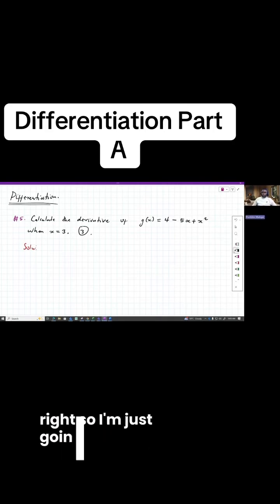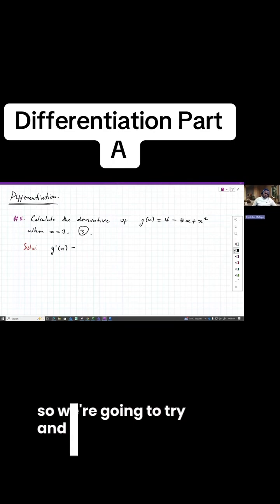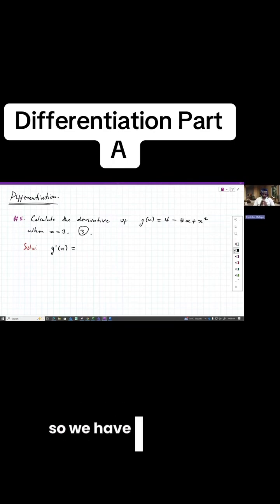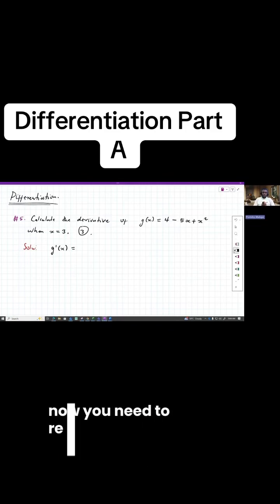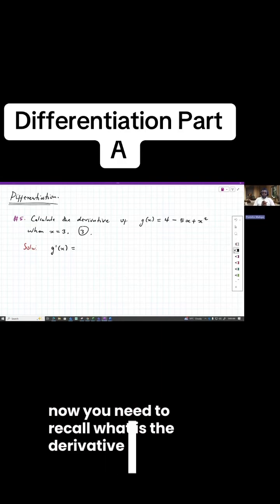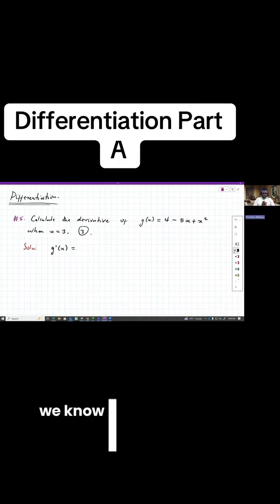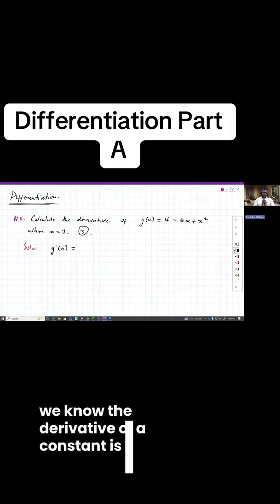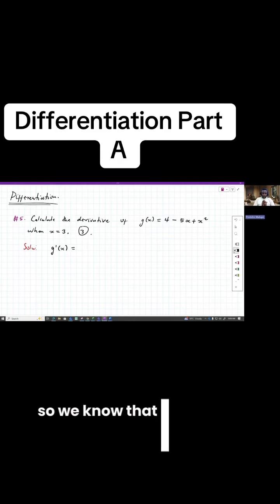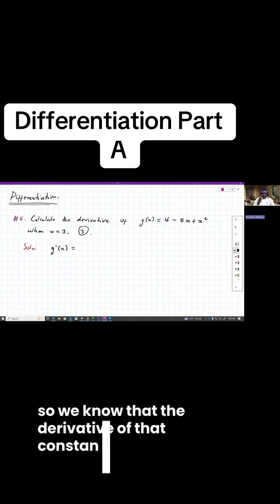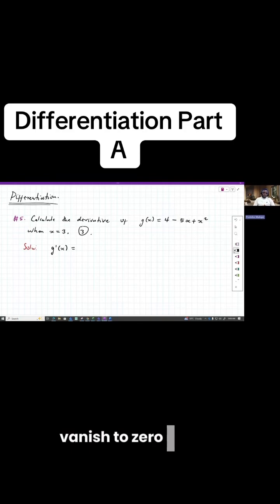Right, so I'm just going to have my g prime of x here. So we are going to look at the terms that we have there. We have 3 terms there. The first term is a constant. Now you need to recall, what is the derivative of a constant? We know the derivative of a constant is nothing but 0. So the derivative of that constant 4 there will just vanish to 0.